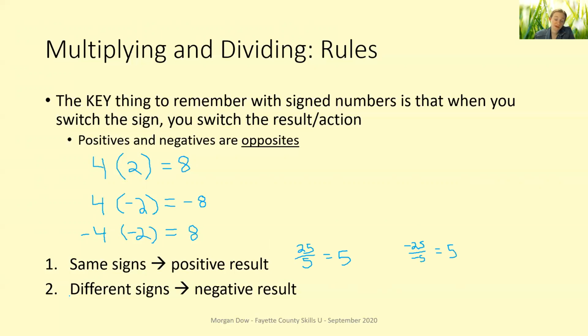Second rule, if you have different signs, you get the opposite. You get a negative result. So if we have -25 divided by +5, right, different signs, we're going to get a negative result. Again, this also applies for multiplication, same thing. If we do 25 divided by -5, we get a negative result. So different signs, we get a negative result.